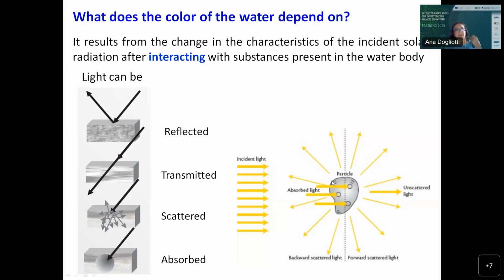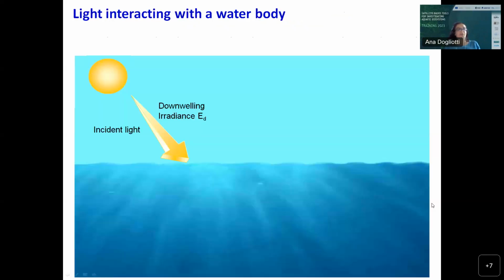And also the light can be absorbed. And then we get what is unscattered light that goes through the particle.